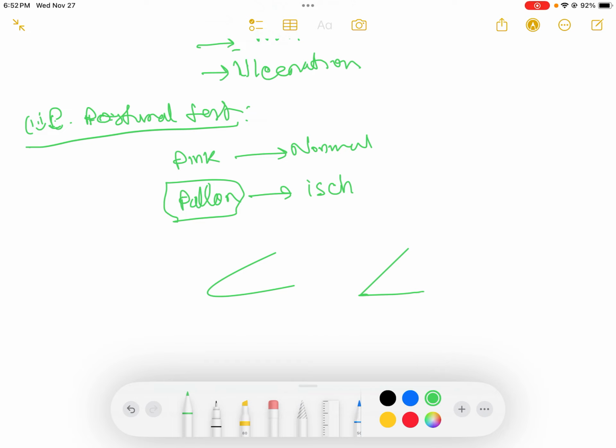It is also called the vascular angle. A vascular angle of less than 30 degrees indicates severe ischemia.